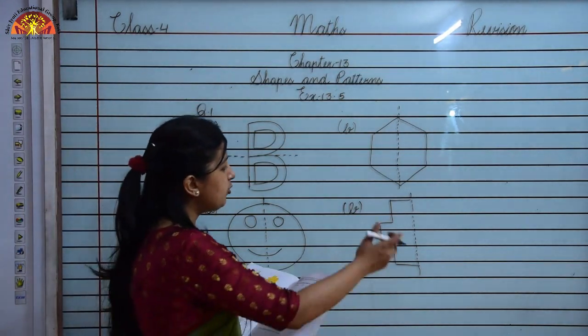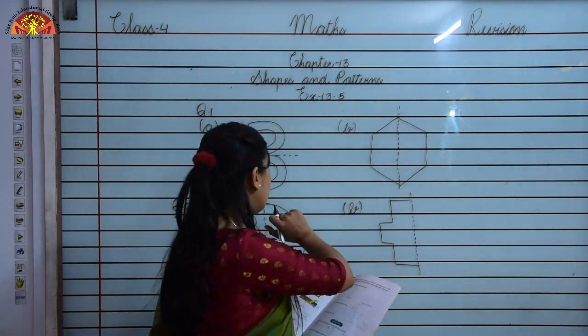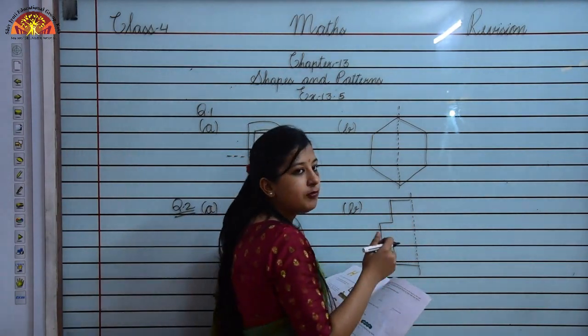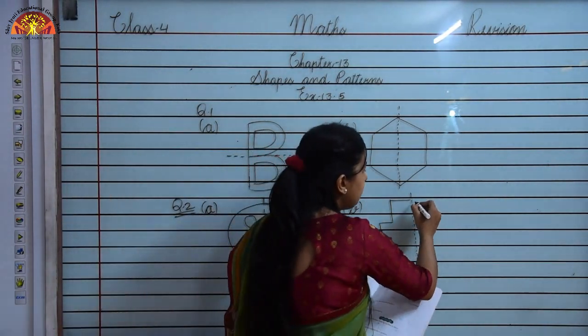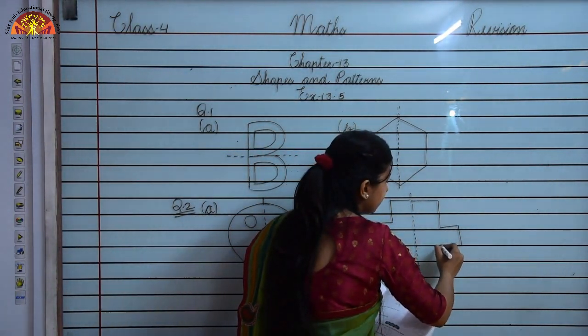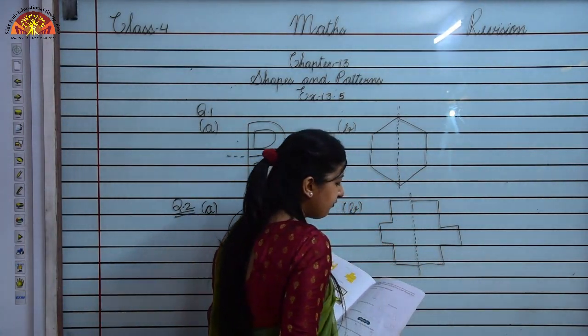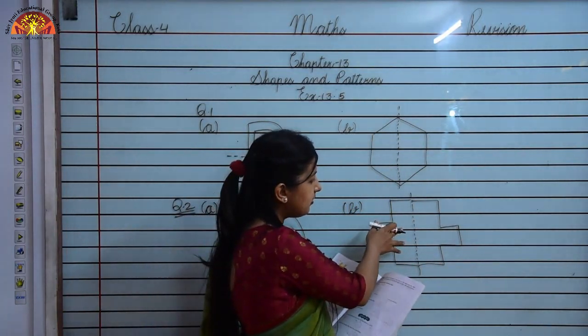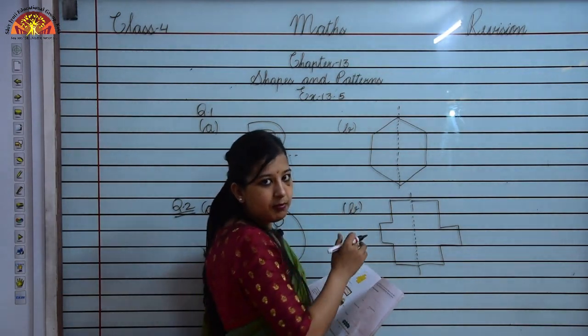Fine. Now we come to the B part of question number 2. Here again we have to complete the given figure. So we will draw like this. Now this figure will exactly fit over its other side. So this is the symmetrical figure.